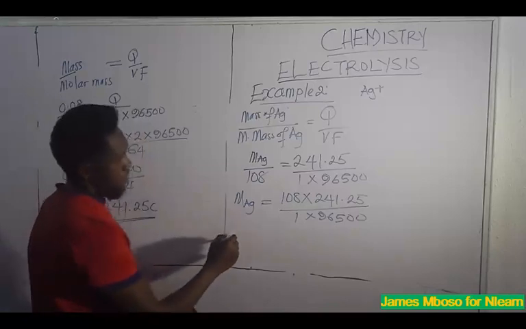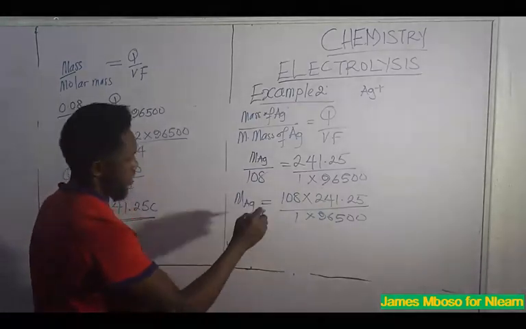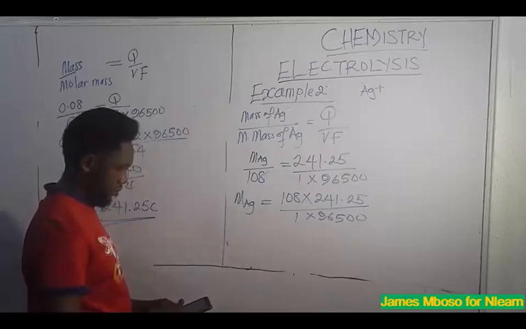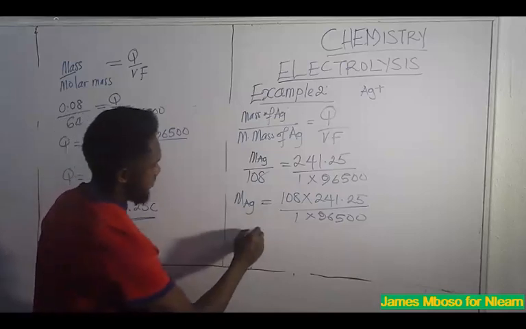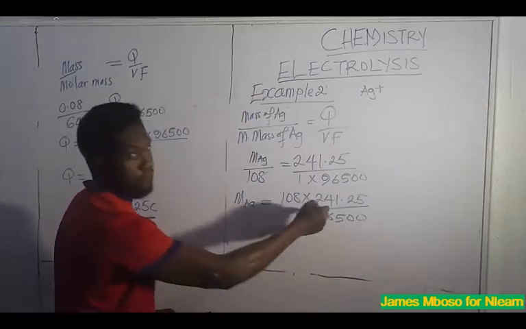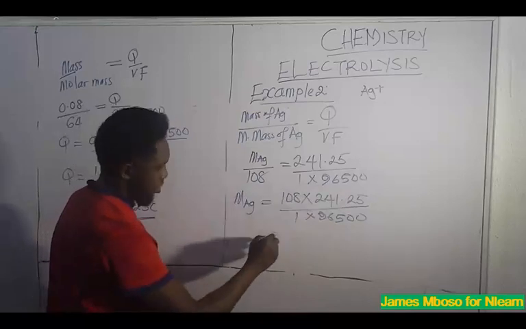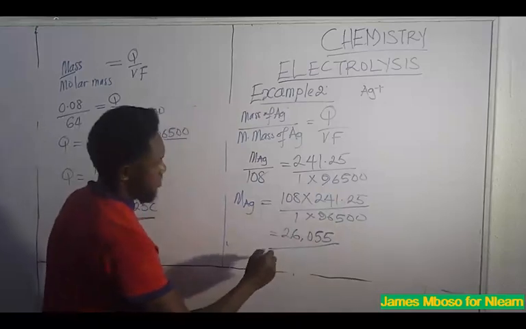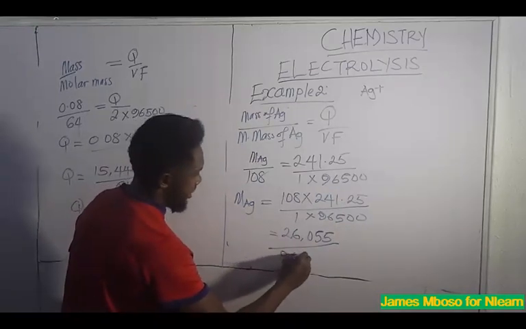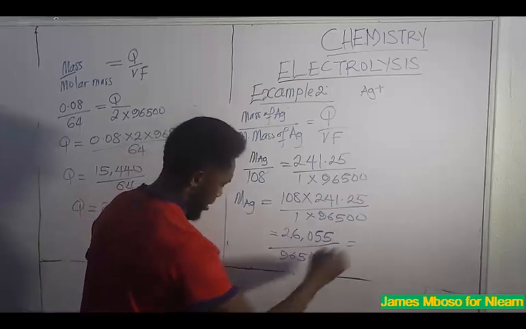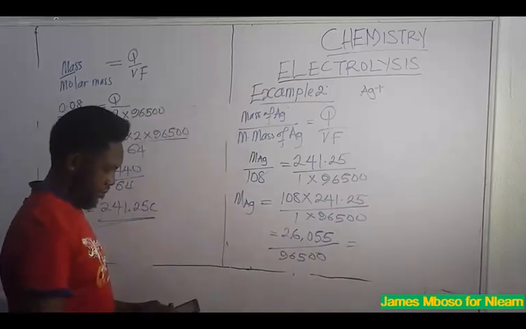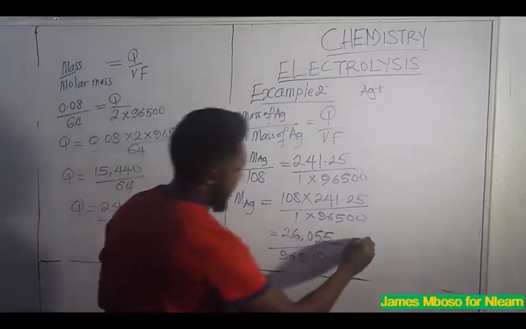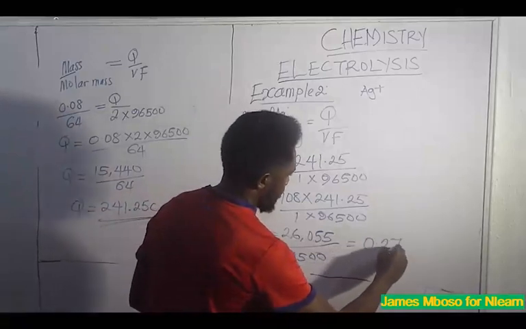So we must take the upper value. This will give us 108 times 241.25, which gives 26055, divided by 96500. Our final answer is 0.27 grams.